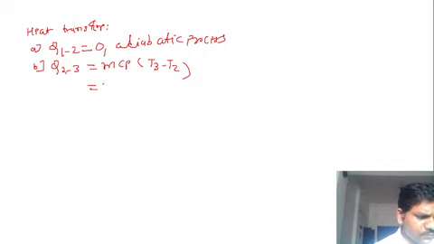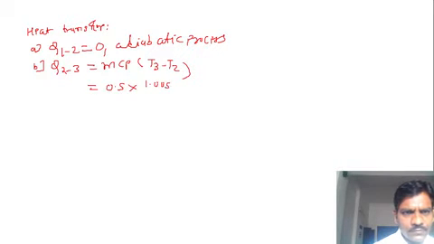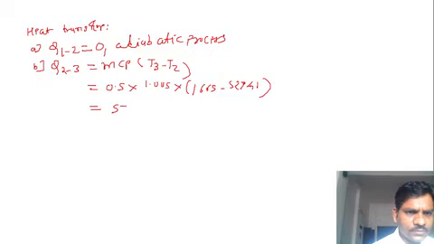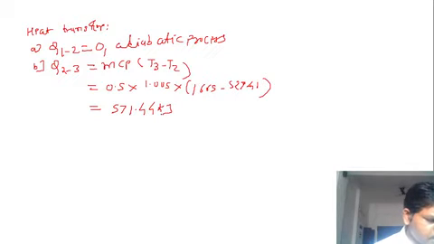So you just put the values: 0.5 multiplied by 1.005 into, put the values, 1665 minus 527.41. So what is the answer you get? We get the answer is 57.44 kilojoules. So this is the heat transfer.